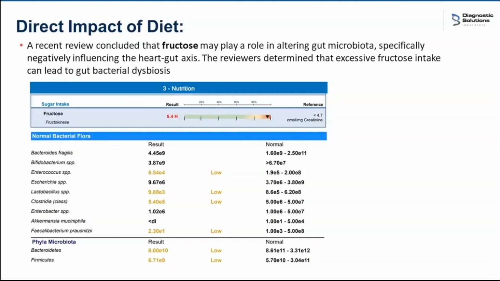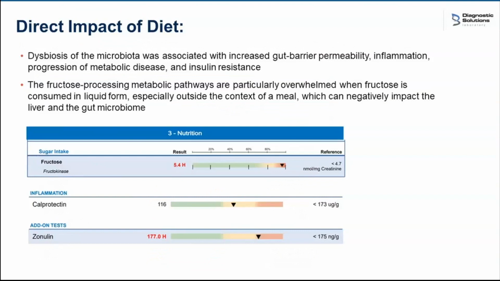There's also research looking at fructose and the pattern that it can play in negatively influencing the heart-gut axis. Generally, just getting fructose is not going to have an impact. But if you get concentrated sources like a soda, specifically if you're not eating other food, that can have an impact. Increased fructose intake has been known to increase gut barrier permeability and inflammation, which makes sense. People getting a lot of fructose probably aren't eating the best diet, but that has been seen in research.